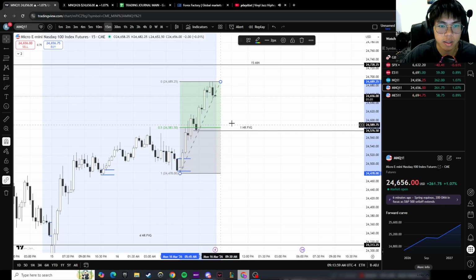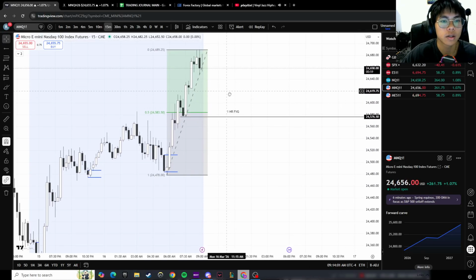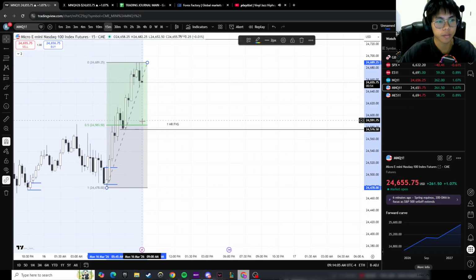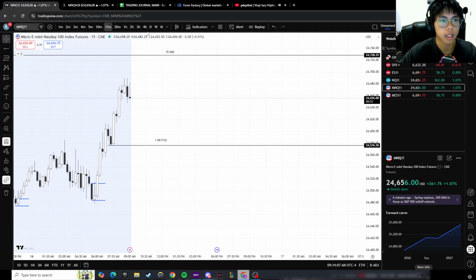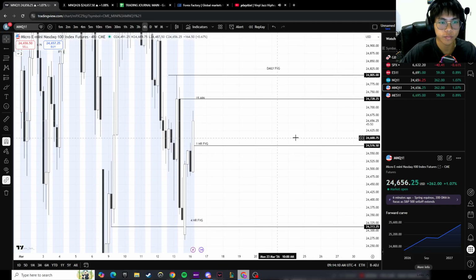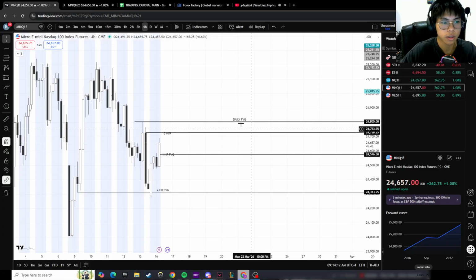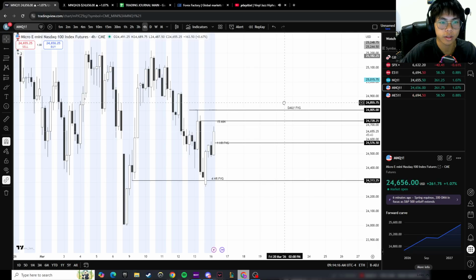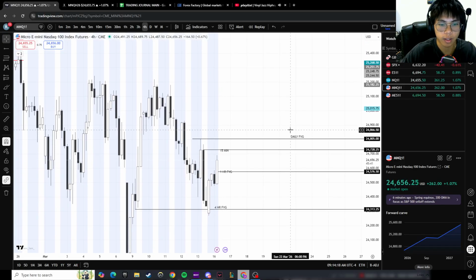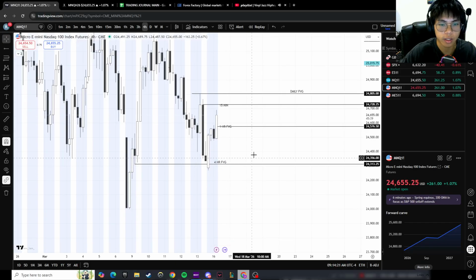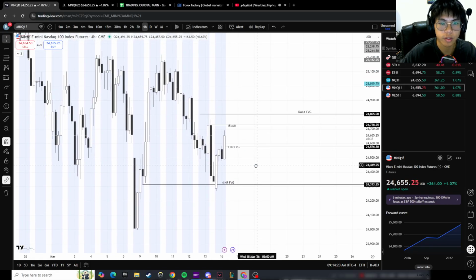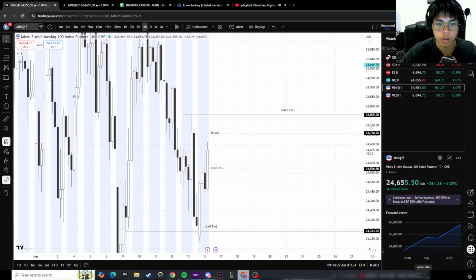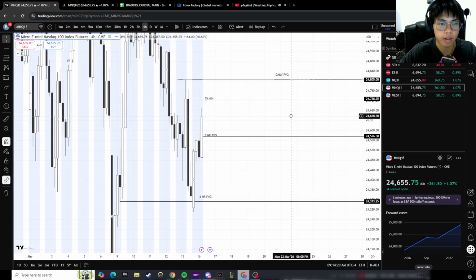Perfect. We could rebalance this leg here, where our fair value gap is. Okay. So I have no really clear bias here. I mean, we are reacting off this 4 hour fair value gap and we inverse, so I'm leaning more towards bullish right now.